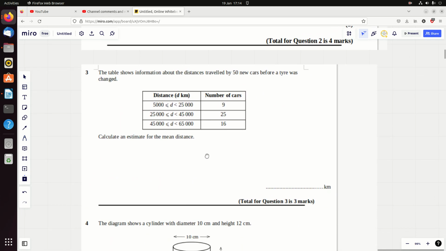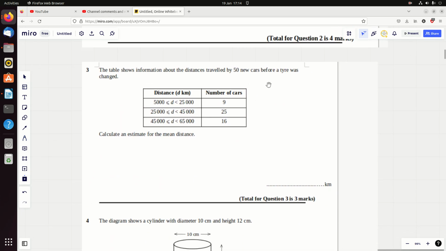The table shows information about the distances travelled by 50 new cars before a tyre was changed. Okay, I noticed how many of my class did not like this question. You've got to be kind of careful to make sure you've got absolutely all the figures correct. Well, we need the midpoints, yeah? Have another column for the midpoints, yeah?